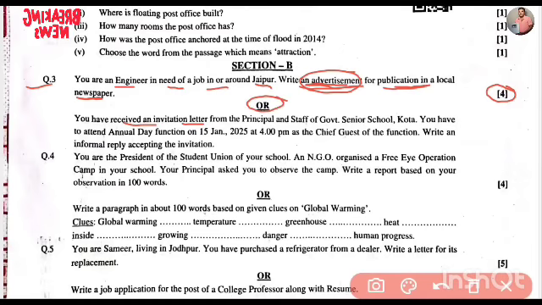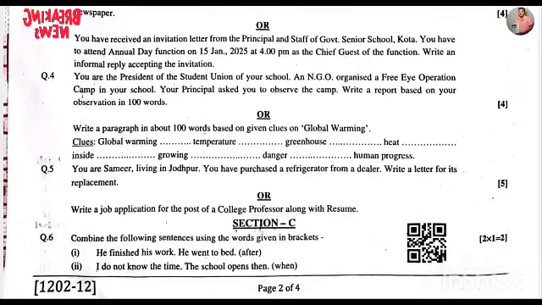You have received an invitation letter from the principal and staff of Government Senior Secondary School Kota. You have to attend the annual day function on the 15th of January 2025 at 4 p.m. as the chief guest of the function. Write an informal reply accepting the invitation. In this you have to write a reply to the invitation. You can either write the advertisement or you can write the reply. You have to do one of the two.